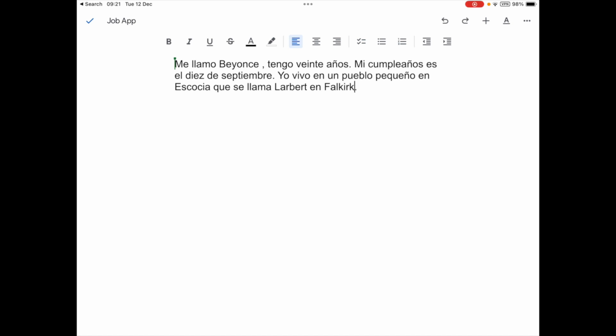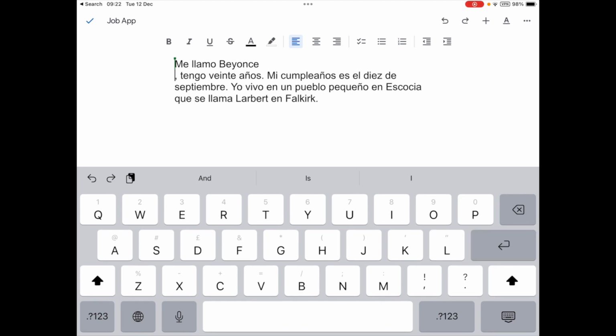So let us look at this small part of the first paragraph of a job app in Spanish. You can see on its own there's quite a lot there. But when we break it down into little chunks, that can help us learn it a bit quicker. So, our first sentence, Me llamo Beyoncé. I'm going to put a break in there because I feel that would be a chunk we would learn all together. The next chunk, Tengo 20 años.